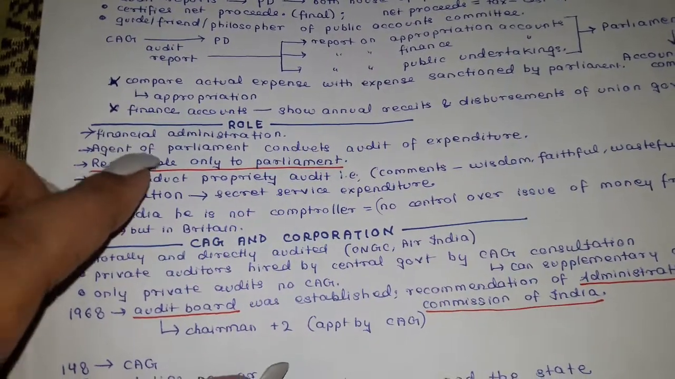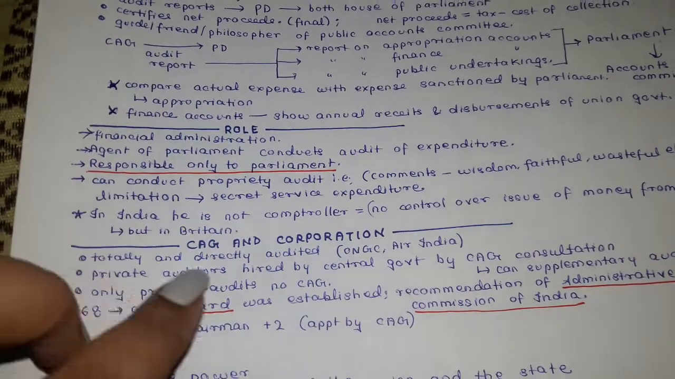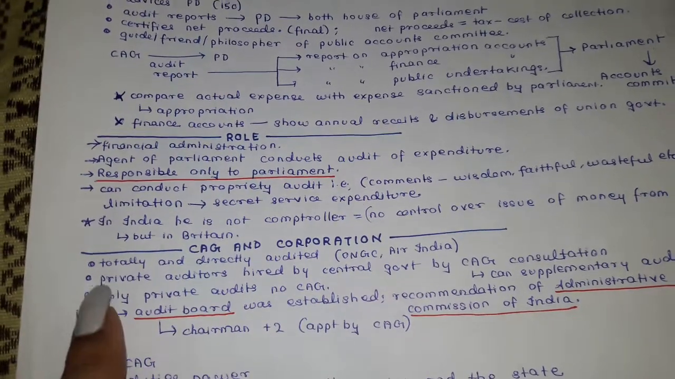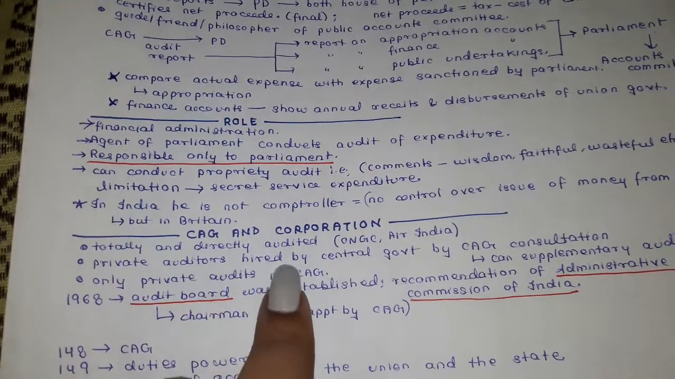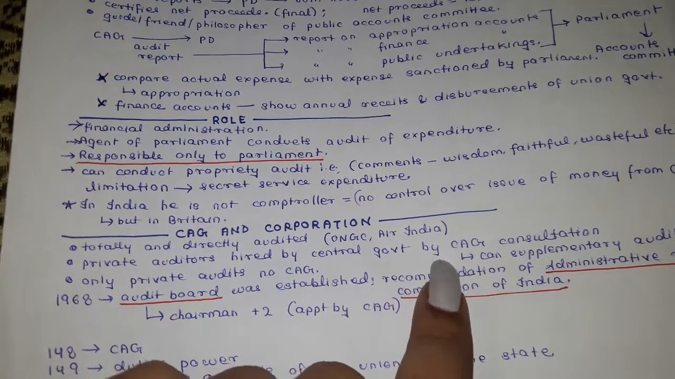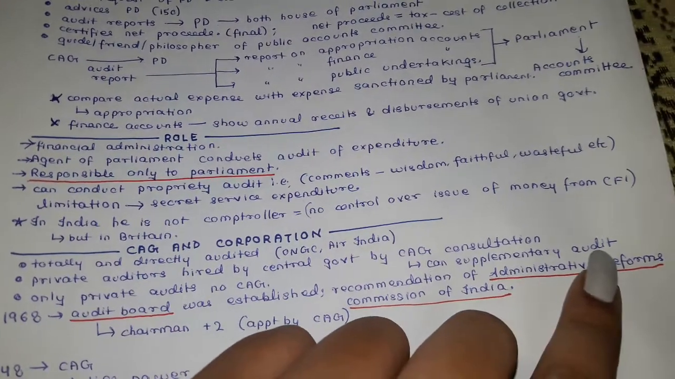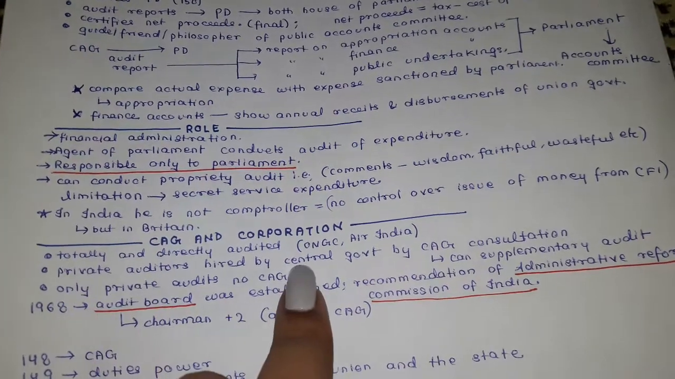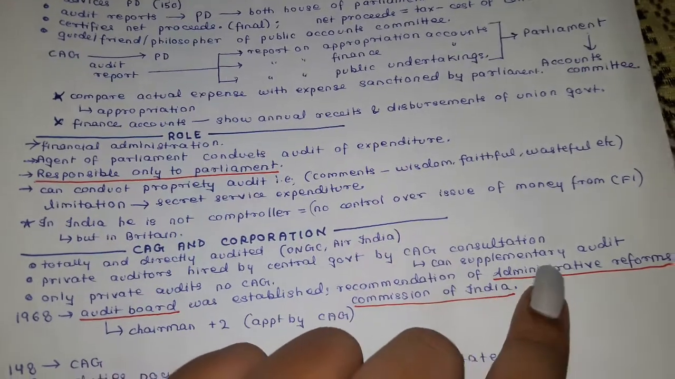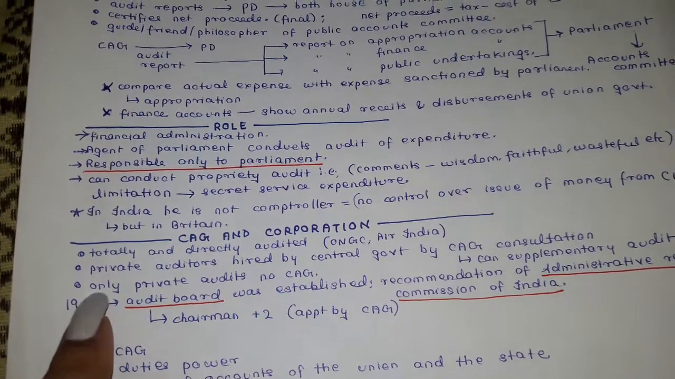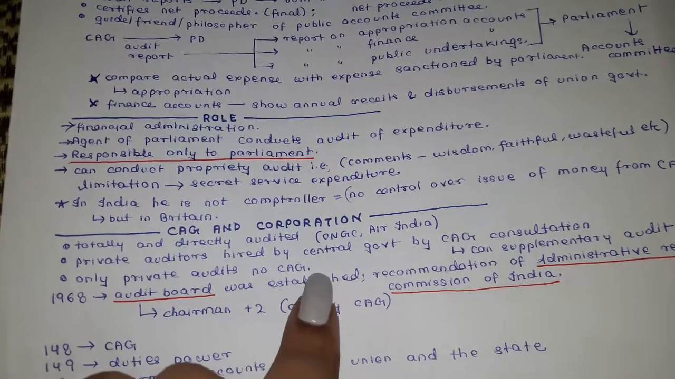Now let's talk about CAG and corporation. There are three types: totally and directly audited, like ONGC, Air India. Then we have organizations that are having private auditors hired by the central government on consultation with CAG. Okay, then CAG can have a supplementary audit. Okay, even though these people have already conducted an audit, CAG can still have a supplementary audit. Then we have third companies, only private audits, no CAG. Okay, here CAG has no role whatsoever.